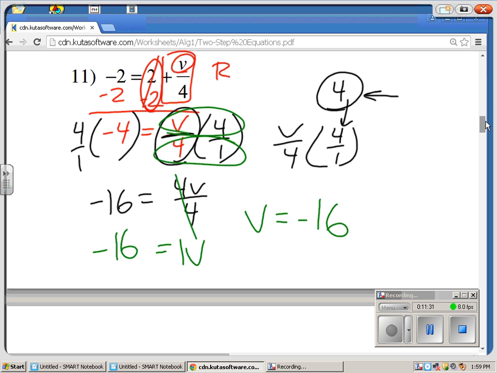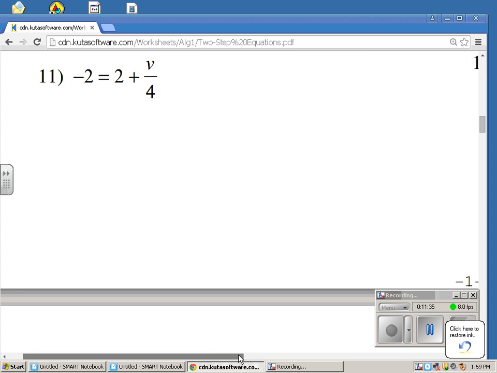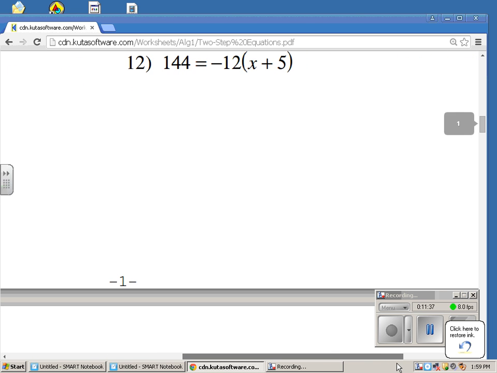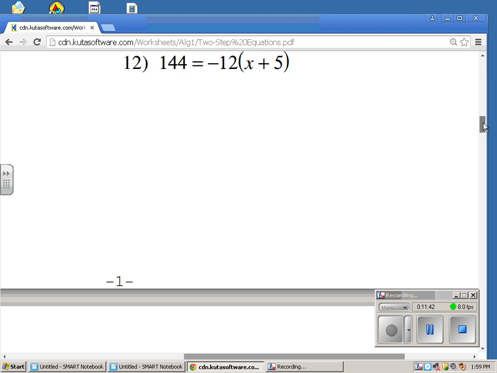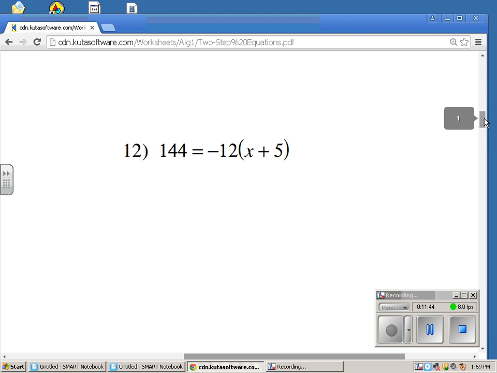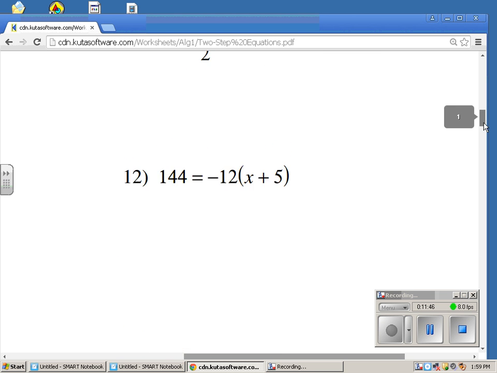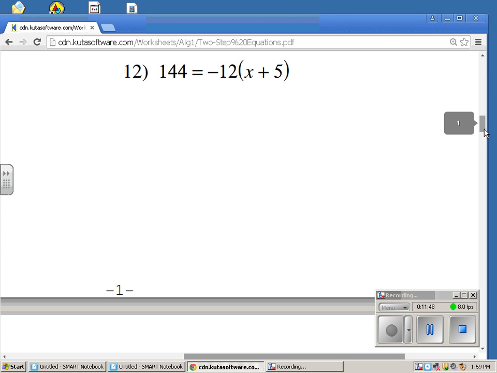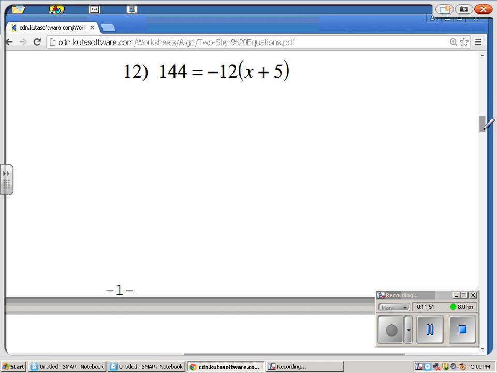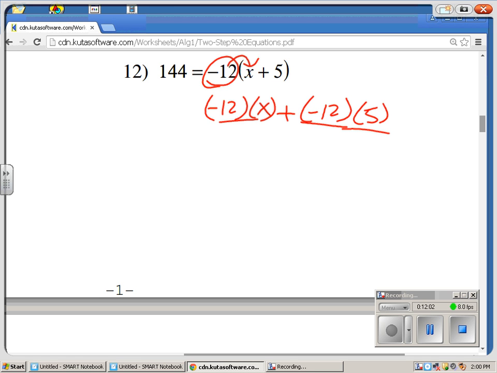We're ready for number 17. Actually, let's do number 12. Go over to number 12, and then we'll go down to number 17. So number 12, it's another problem where we're going to use the distributive property. So the negative 12 is multiplied by x. The negative 12 also needs to be multiplied by the positive 5.